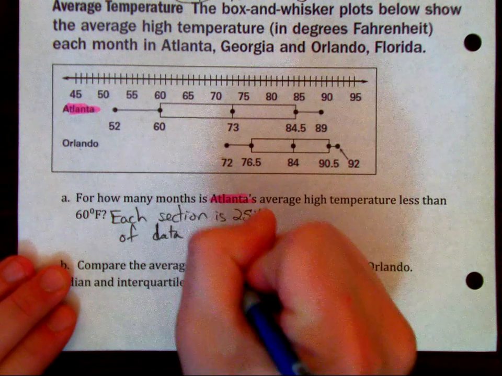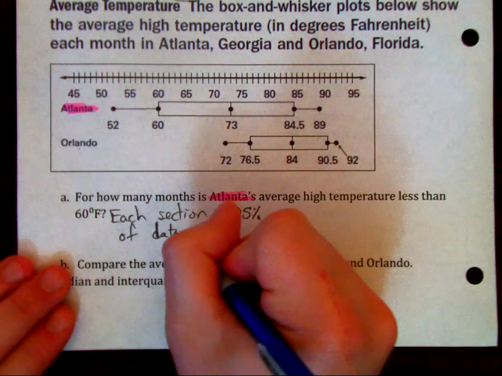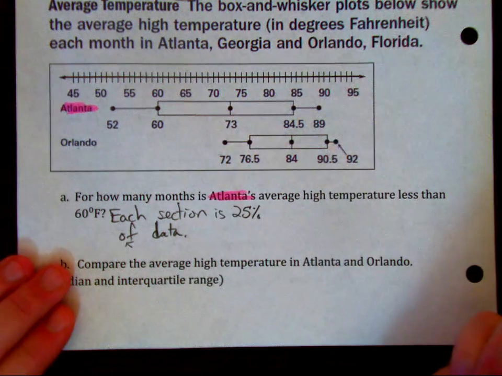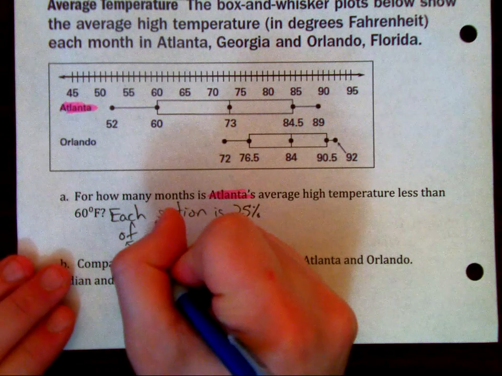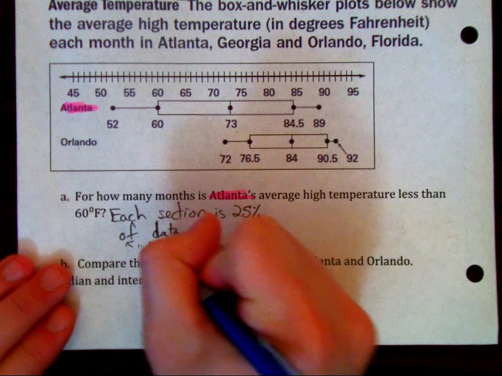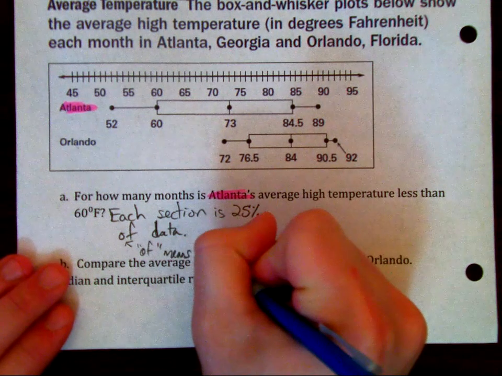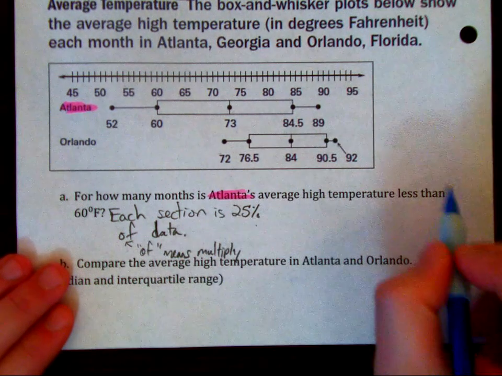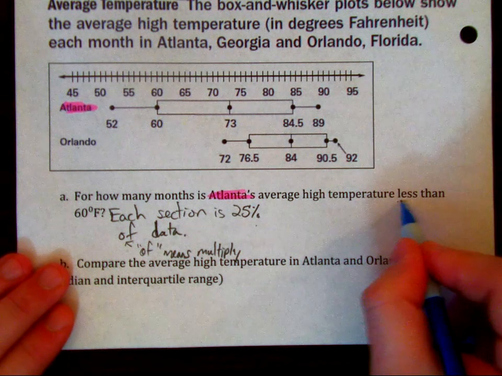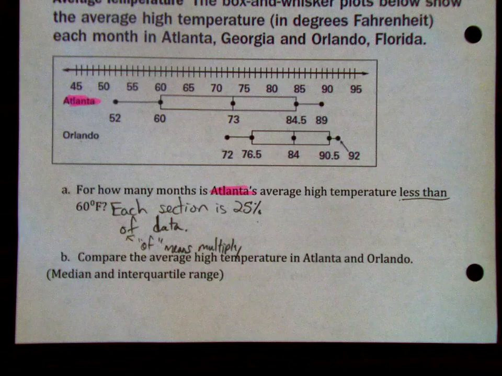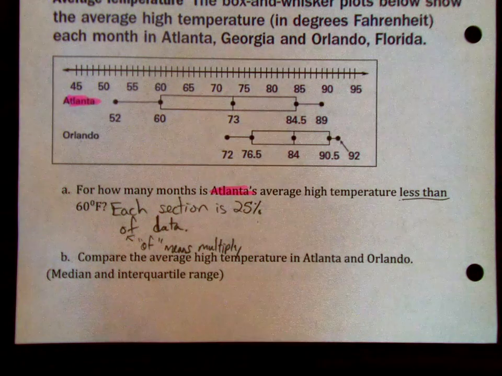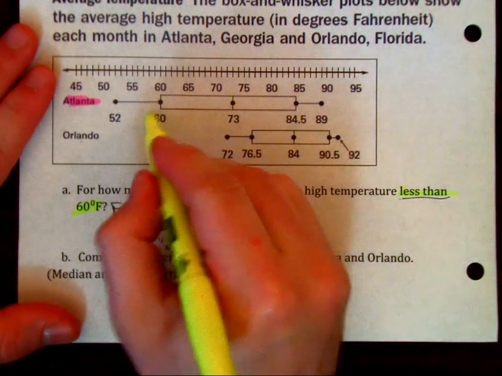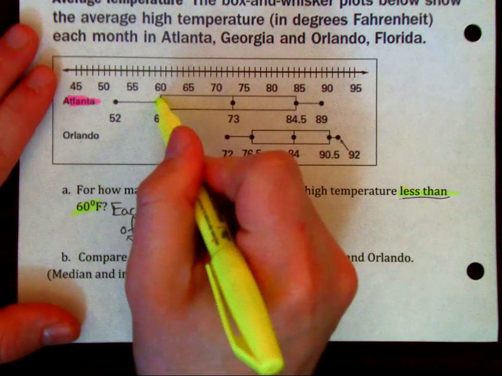If you think back to that previous unit, what does of mean? If you find a percent of a number, of means multiply. So we're doing 25% of, and it says less than 60. Where is 60? It's right here. Anything less than 60 degrees Fahrenheit is from our Q1 down to our min. So it's all of this right here.